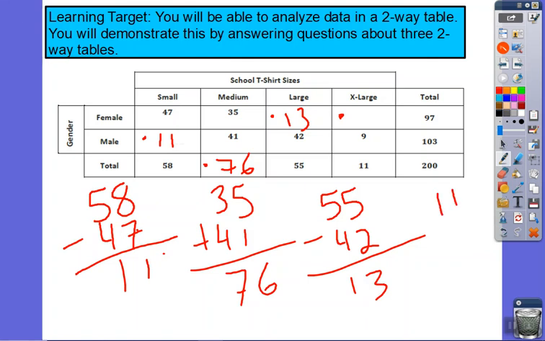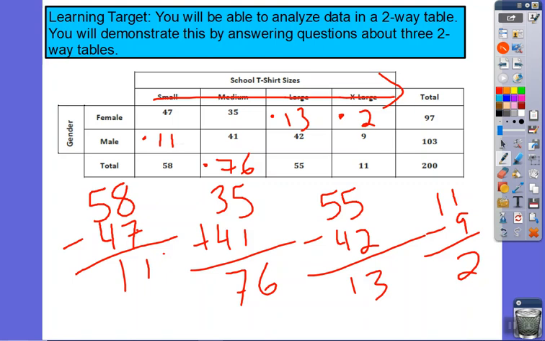We have 11. Take away the 9, leaves you with 2. If we wanted to check these, we could add them all across. So make sure the 47, 35, 13, 2 add up to 97 and so on. It's just a nice way to check. But if we trust our math, we can just go ahead as long as you don't see anything unreasonable in here.